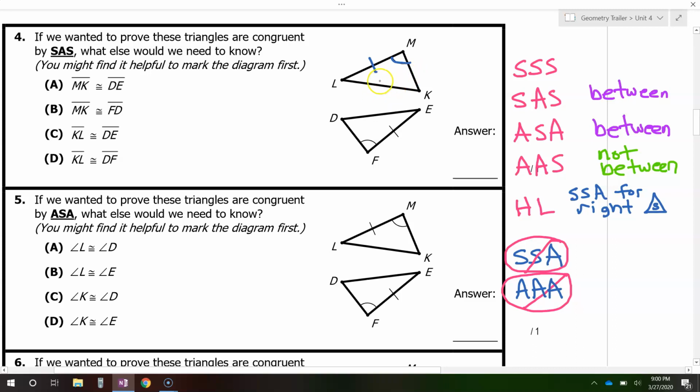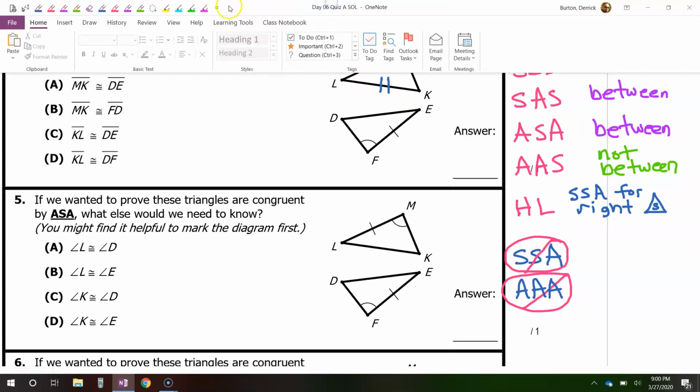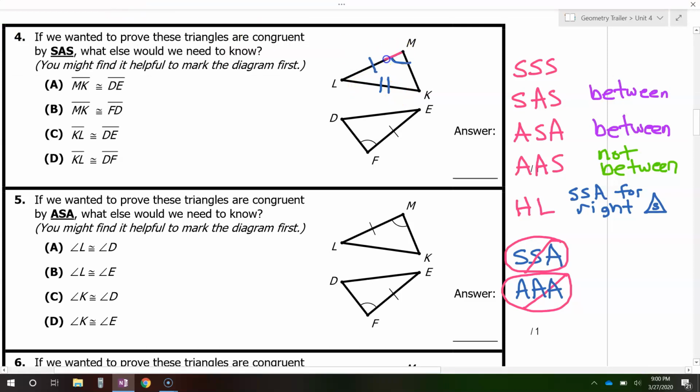What if I foolishly picked LK? That's going to turn out to be wrong, but let me show you why. For side angle side, I need the angle to be between the two sides. If I pick LK, then I have this side marked congruent and I have this side marked congruent. The angle between them is this angle right here. That is the wrong angle. I need it to turn out to be the angle that's already marked. So I need to pick a different side so that the angle will be in the middle.